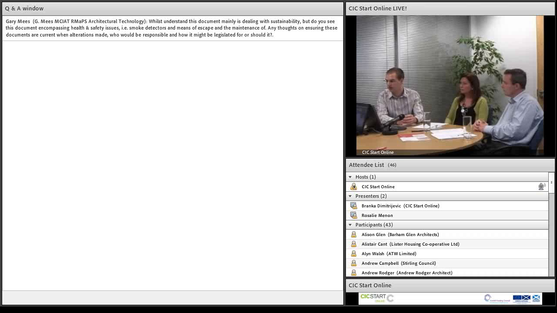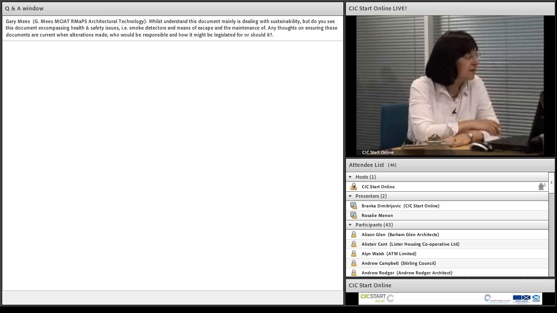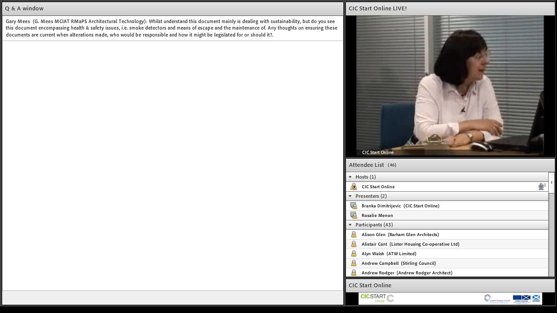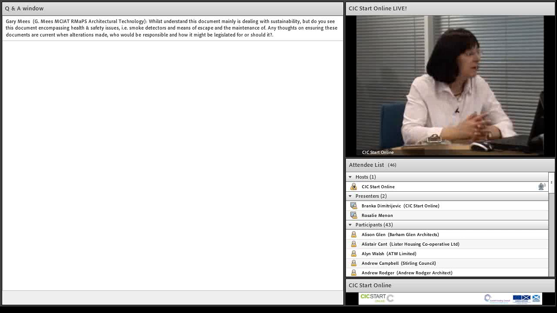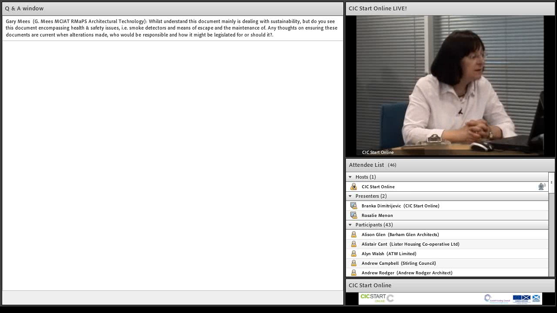Here is a question from Gary Mees of Architectural Technology. Whilst I understand this document mainly is dealing with sustainability, do you see this document encompassing health and safety issues, i.e. smoke detectors and means of escape, and the maintenance of the building? Any thoughts of ensuring these documents are current when alterations are made, and who would be responsible, and how it might be legislated for, or should it?